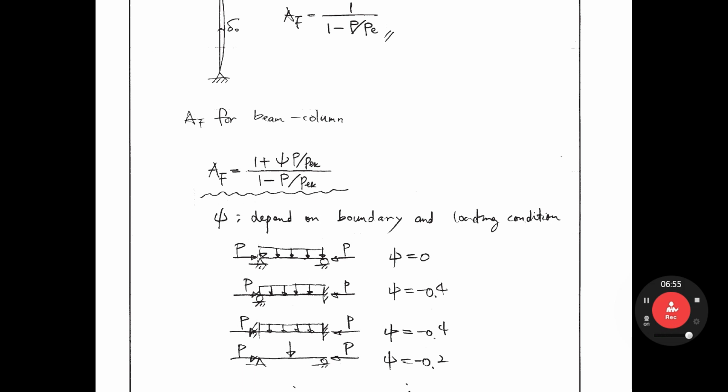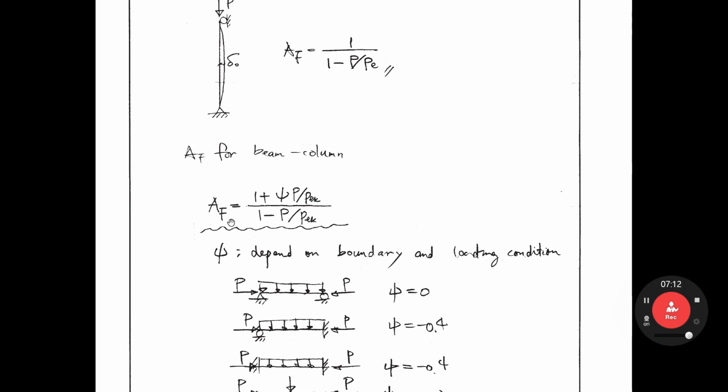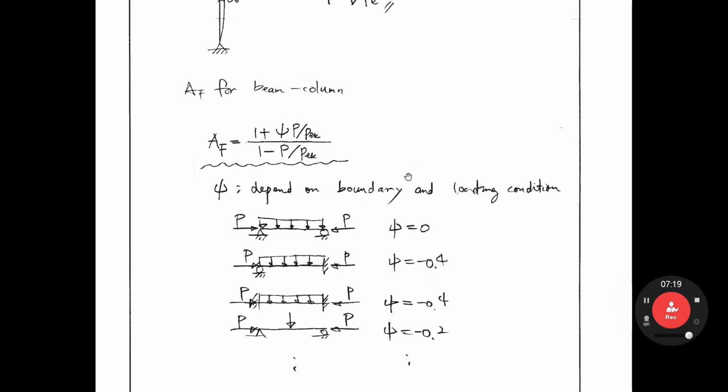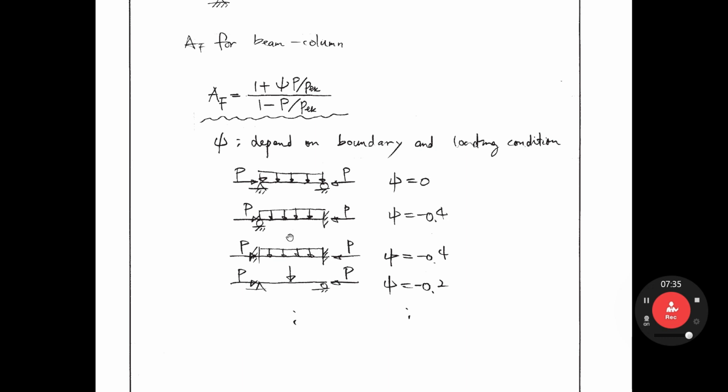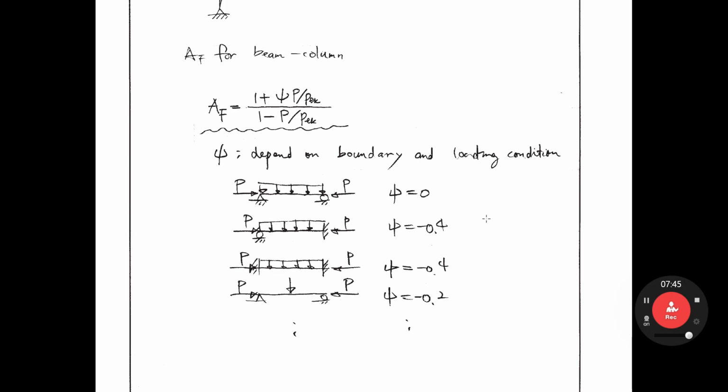If this beam column has lateral uniform loading like this, then psi is equal to 0. This term is 0, so the amplification factor in this case is just the same as this one. If the right hand side is fixed, psi is minus 0.4. Both sides fixed, psi is also minus 0.4. If we have a concentrated load at mid length, then psi is minus 0.2. We can derive all of these cases. In this lecture, I show you some of these cases to get the amplification factor.